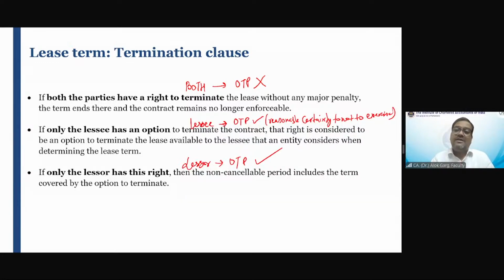If only the lessor has the termination option, in that case, my dear friends, you are not required to check anything. Why? Because the lessee does not have any termination option. The full lease term will be the lease term. Okay, the full lease term will be the lease term.